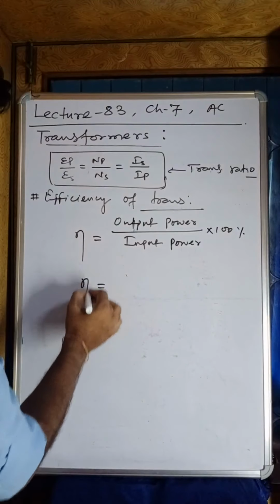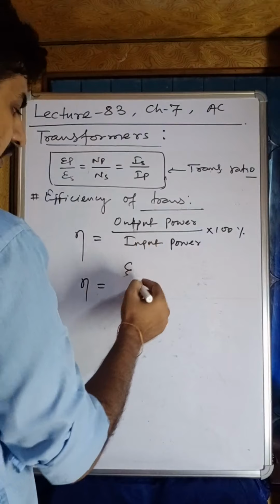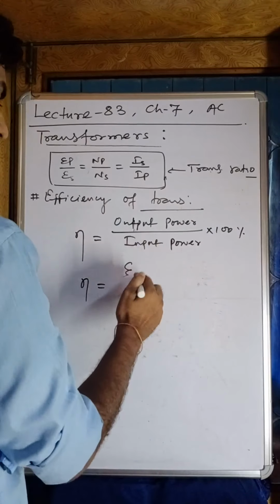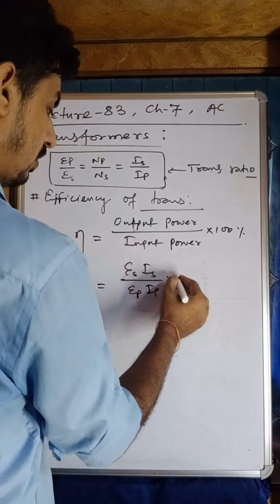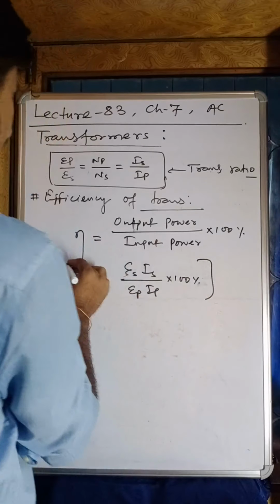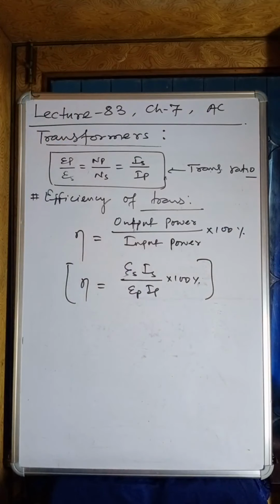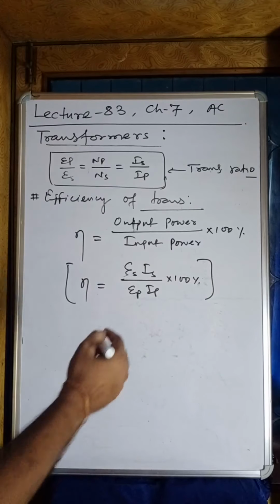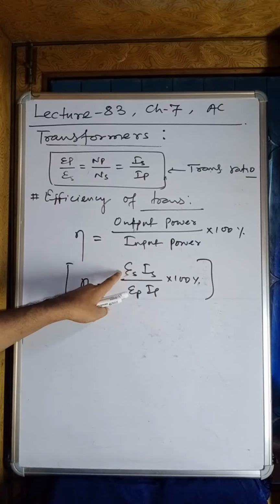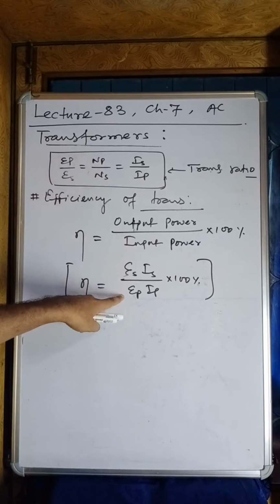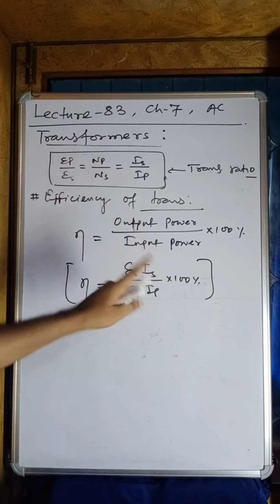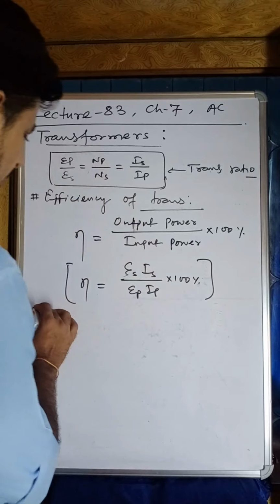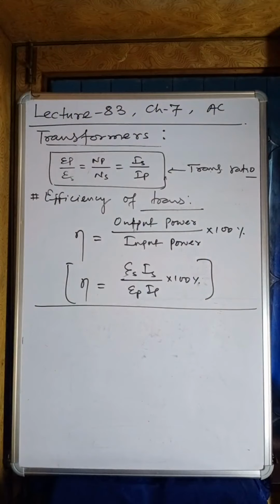My dear students, we know that output we will get at the secondary as ES, IS divided by EP, IP. But we can convert this formula in terms of the number of turns as well as the current through the secondary and primary coil. You can replace ES by EP as NS by NP. Even you can replace IS by IP as NP by NS. So you will have the formula in a different way, okay, my dear students.